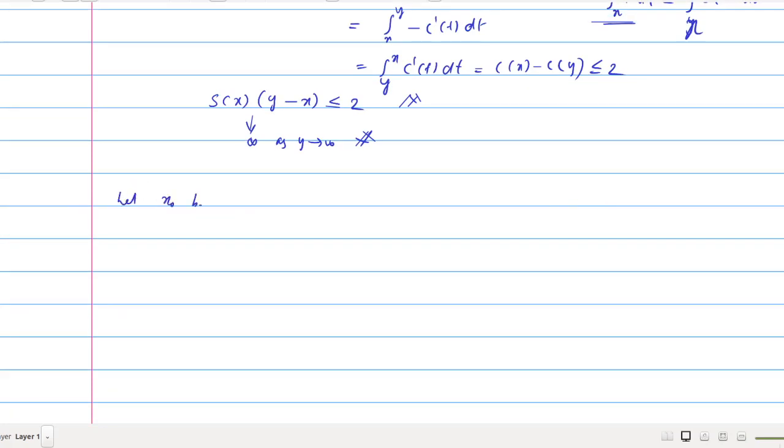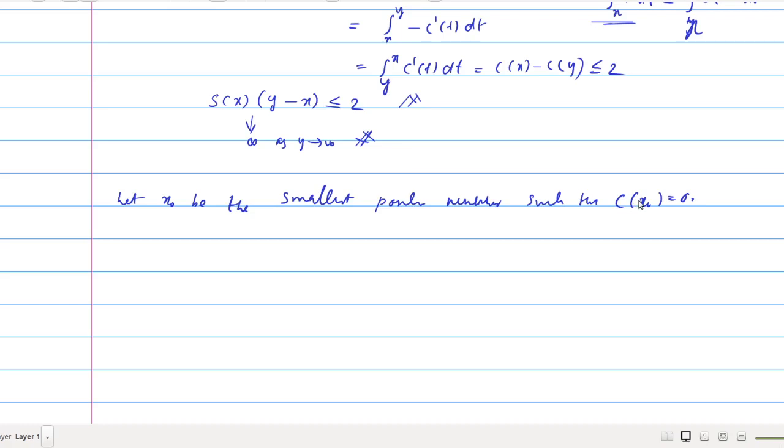Let x naught be the smallest positive number, this is a real number in fact, such that c of x naught is equal to 0. So this is the smallest such one.